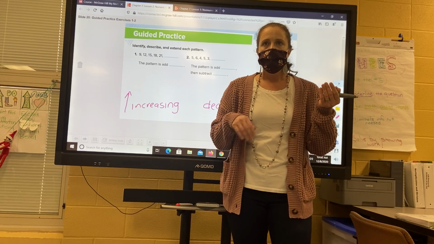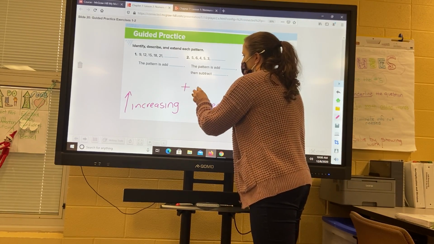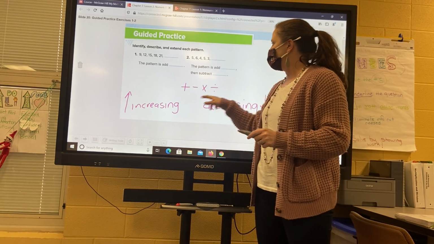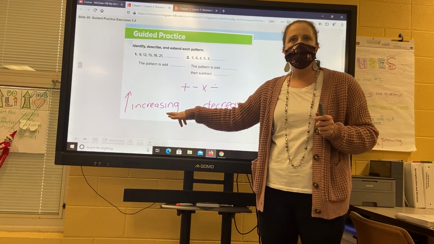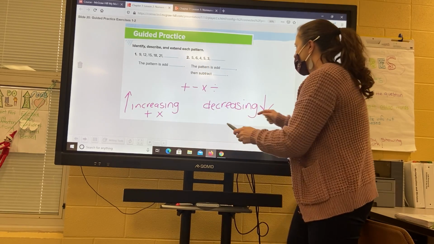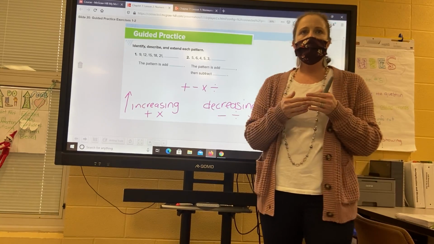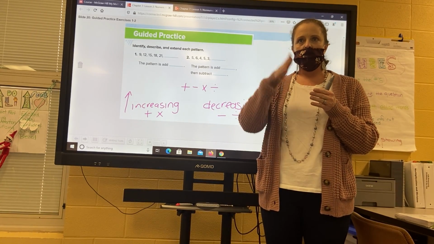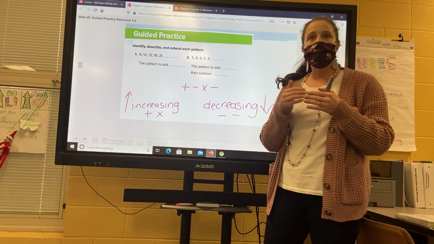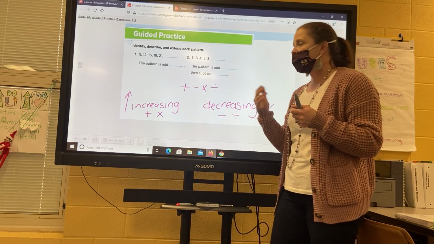Okay? Once we figure that out, we need to decide. We have addition, subtraction, multiplication, and division. Which two of these will help your numbers get bigger? Plus and times. And then the other two, subtraction and division, will help it decrease. So if you decide if your pattern is going up or down, then you can eliminate 2 of them, and you know your rule is either these 2 or these 2, depending if it's going up or down. Okay, so let's look at the first one.